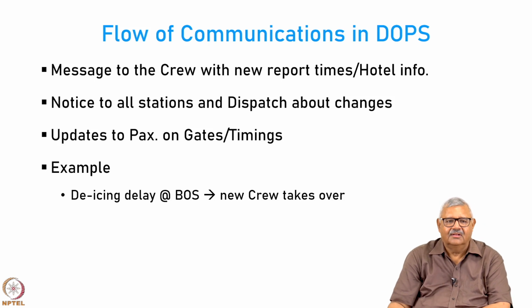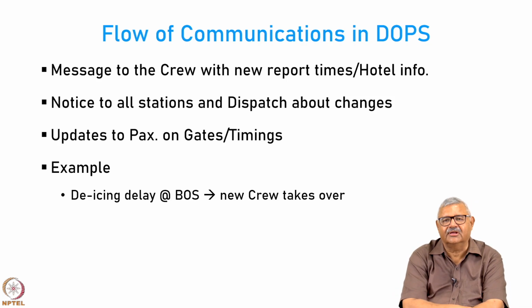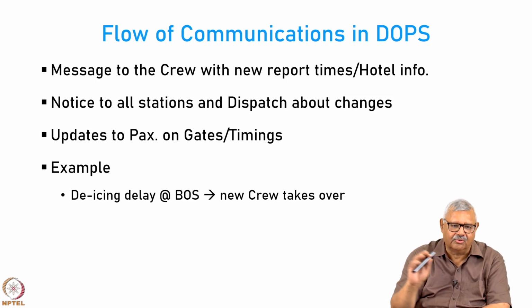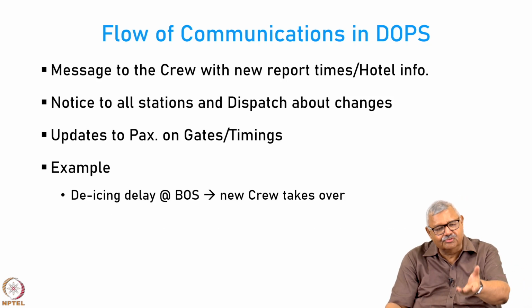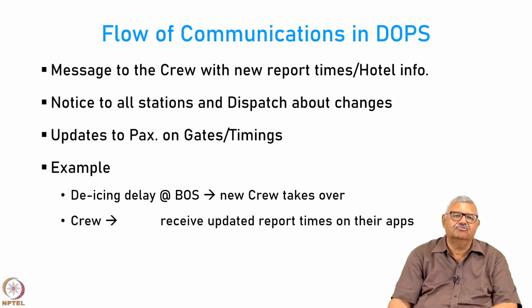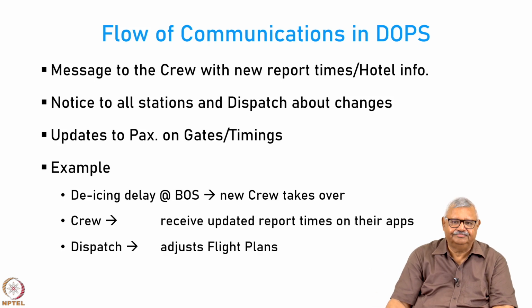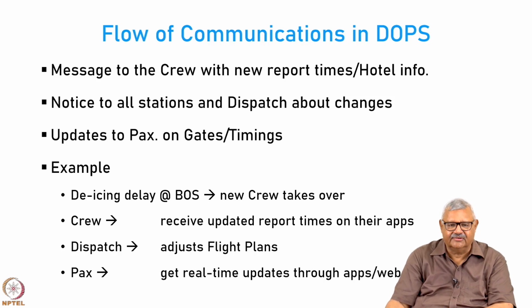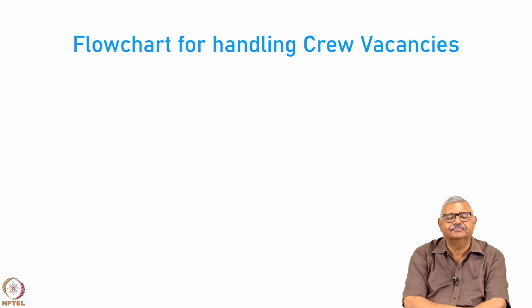Here is an example. Let us say Boston Airport, which is notorious during winter for problems in icing. There is a delay in de-icing because the machine broke down or because there was a problem. So now if there is a delay, the FDTL of the current crew is exceeded, so they cannot fly anymore, so new crew takes over. These crew members who are taking over must be standby crew, or they may be from nearby places, or maybe deadheaded, and they will receive updates on their apps. Then the dispatch will be informed to adjust the flight plans, and all the passengers also get real-time updates through apps or through the airline website. So this is the sequence of communication in DOPS.